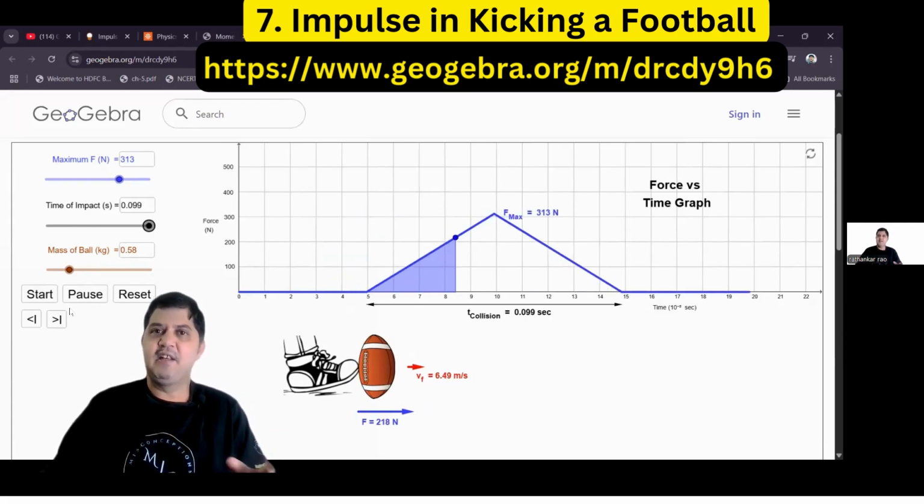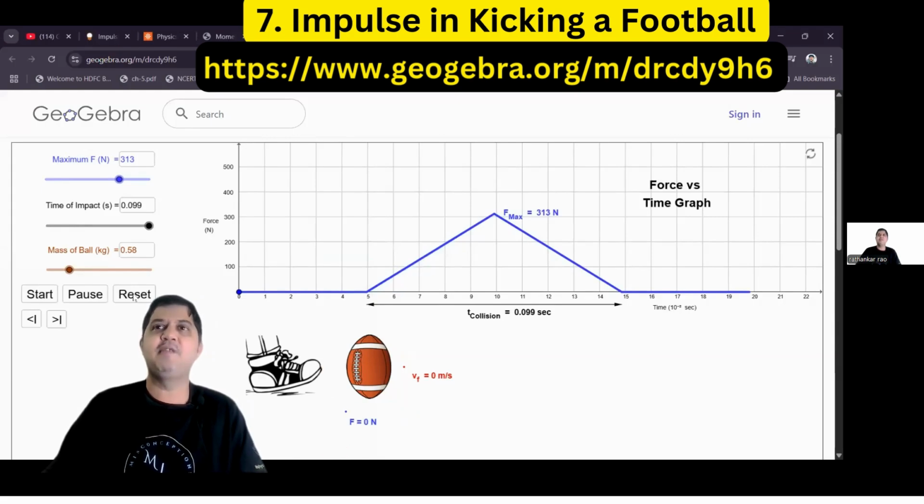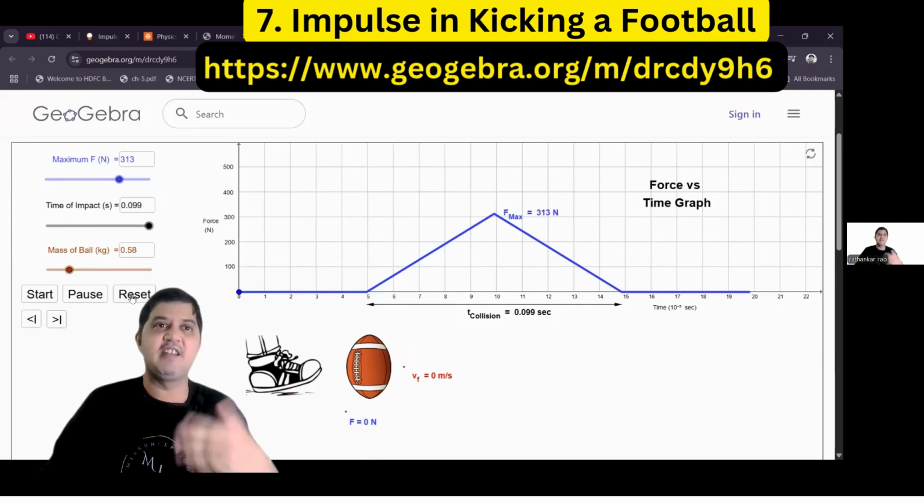Okay, that means if the foot is in contact with the football for a longer time, then there's a high possibility that the velocity will be larger. And that's what you need, right? If the speed of the ball is much higher, then definitely it is good enough that you can make it reach a larger distance in a larger field.